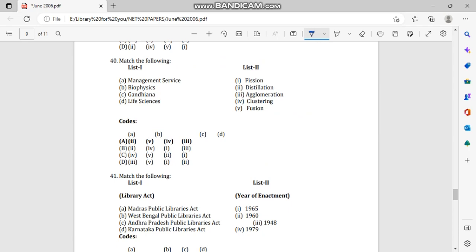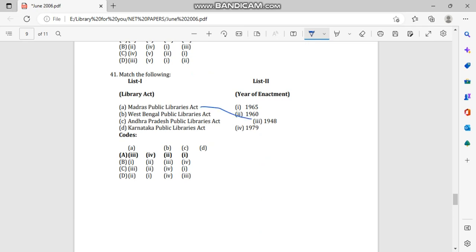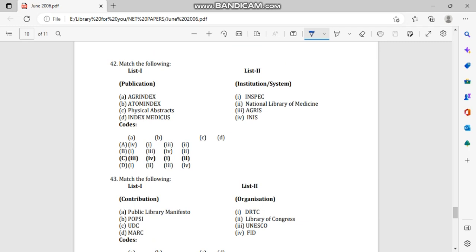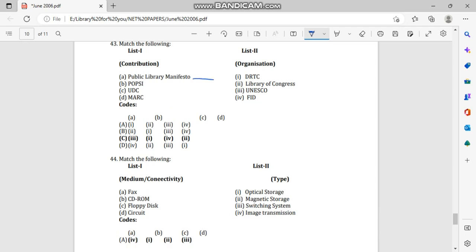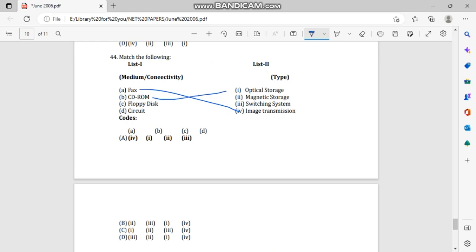Match the following: management service is provided by the distillation, biophysics is the fusion subject, Gandhiana is the clustering subject, life science is the agglomeration subject. Madras Public Library Act in 1948, West Bengal Public Library Act in 1979, Andhra Pradesh Public Library Act in 1960, and Karnataka Public Library Act in 1965. AGRIS Index by AGRIS, Atom Index by INIS, Physics Abstracts by INSPEC, Index Medicus by National Library of Medicine. Public Library Manifesto by UNESCO, POPSI by DRTC, UDC by FID, MARC by Library of Congress. Fax for image transmission, CD-ROM for optical storage, floppy disk as magnetic storage, circuit for switching system.